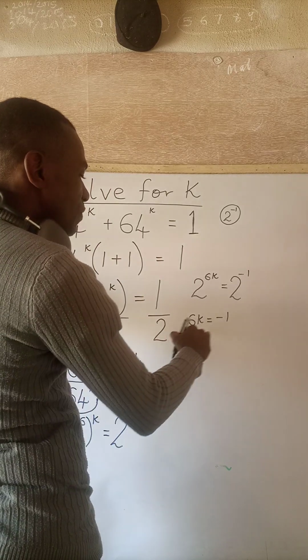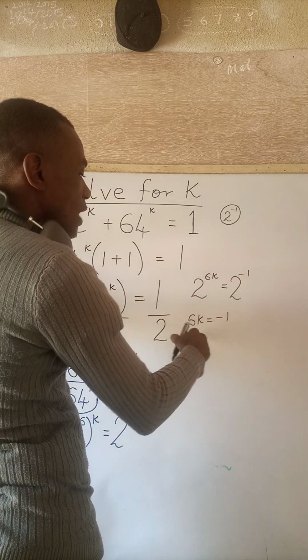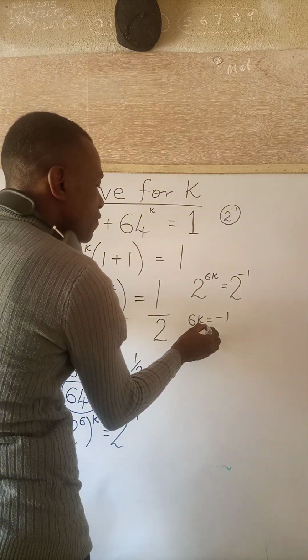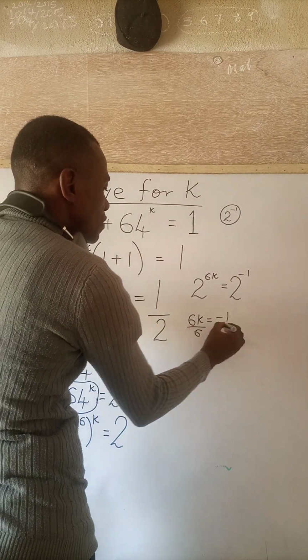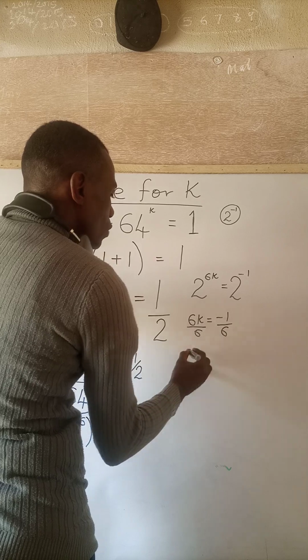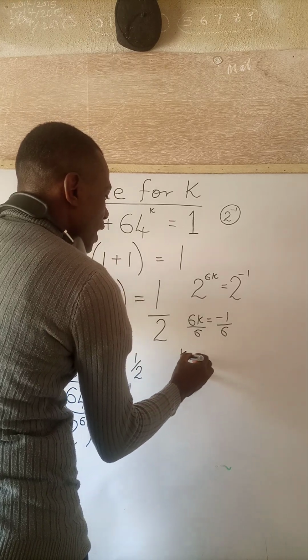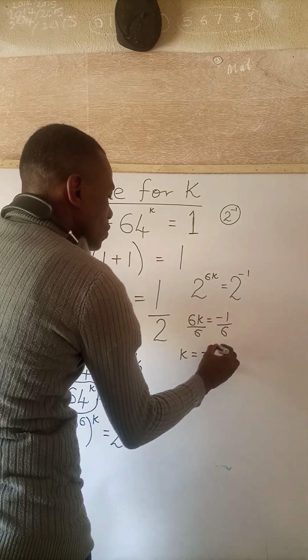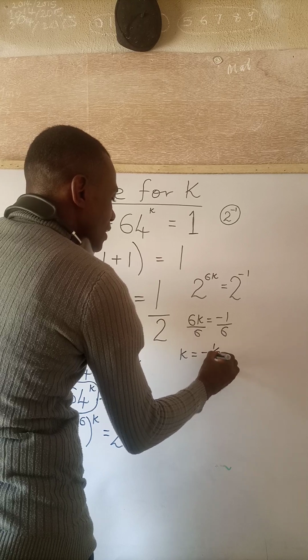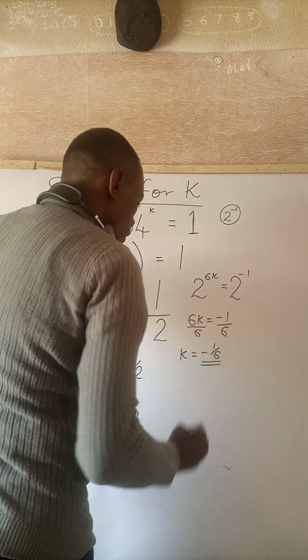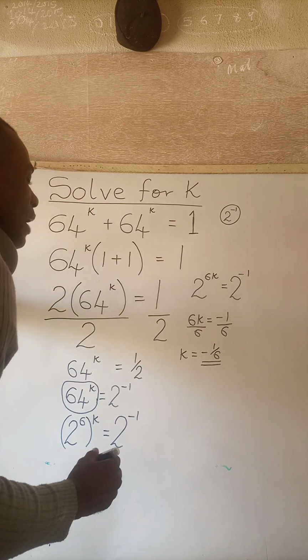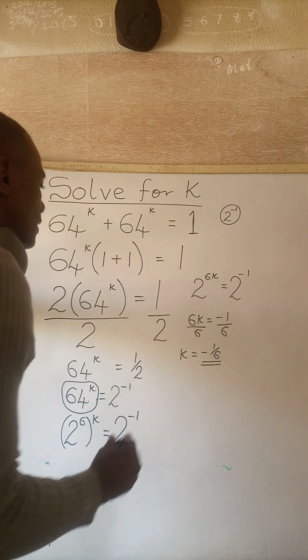Now, for us to get the value of k, we divide both sides by the coefficient of k, which is 6. We divide it by 6. We will now have k as minus 1 over 6. So the value of k that we are looking for is minus 1 over 6.